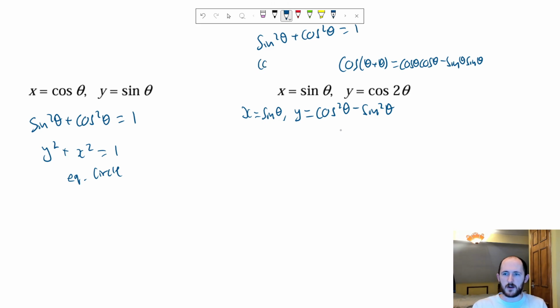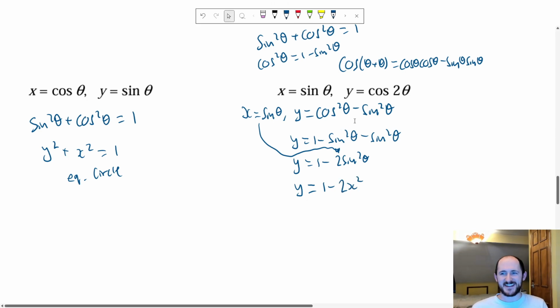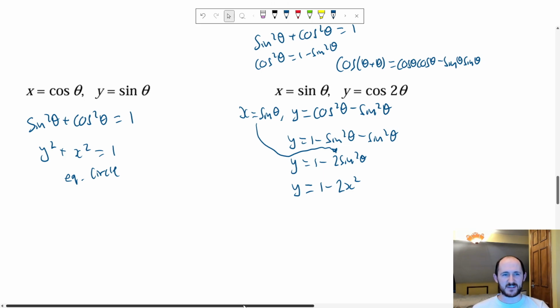Rearrange for cos squared, we get cos squared theta equals 1 minus sine squared theta. Sub that in, we get 1 minus sine squared theta minus sine squared theta. So that is y equals 1 minus 2 sine squared theta. And remember, we know that x is equal to sine theta, so we get y equals 1 minus 2x squared. That's a fun one, isn't it? But hopefully that makes a bit of sense. The type of thing you're going to be expected to be able to do.